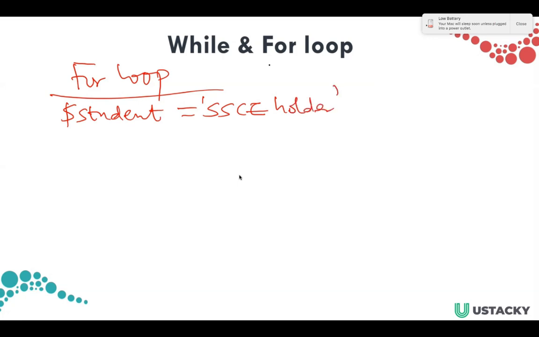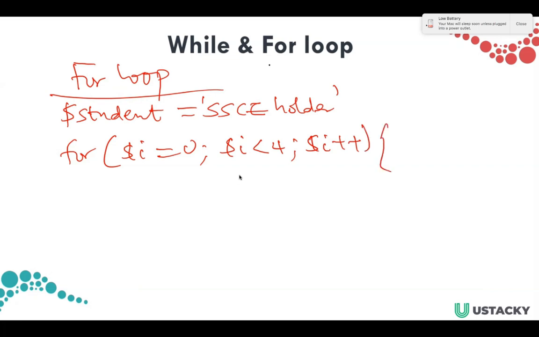For a 4-year course, it means he's going to spend 4 years in the university. So we'll be writing a for loop. So we have for $i is 0, $i is less than 4, $i plus plus. In the loop, the student is an undergraduate of this university. So you can write student is undergraduate.